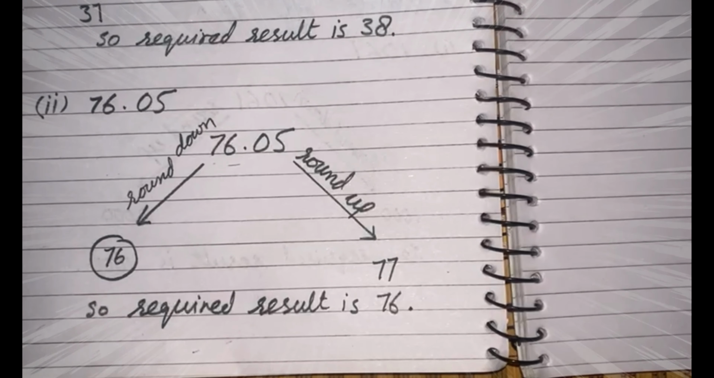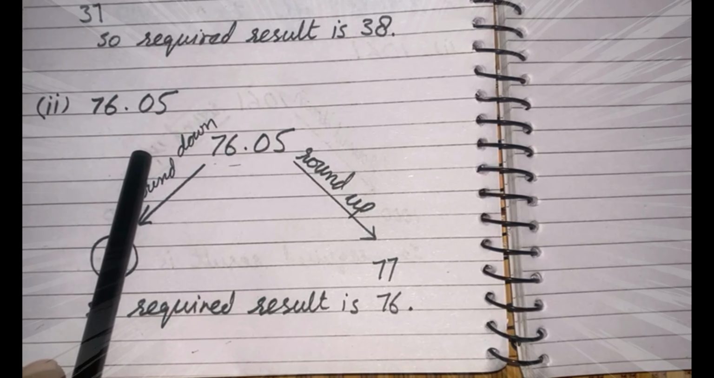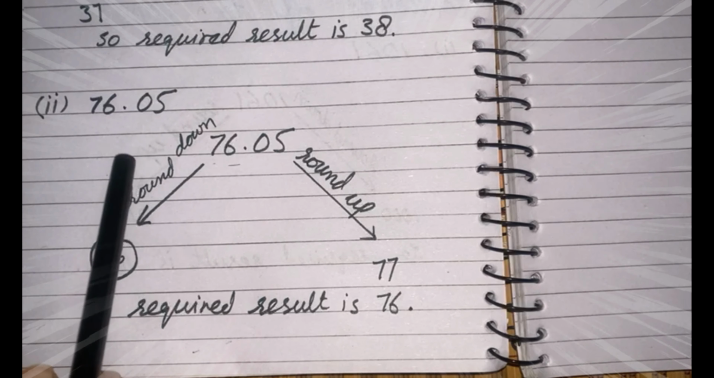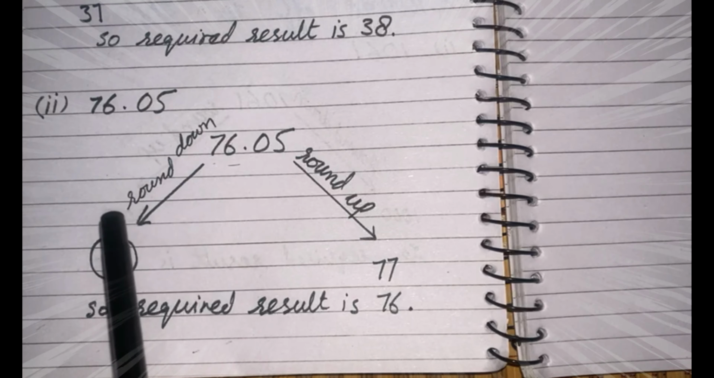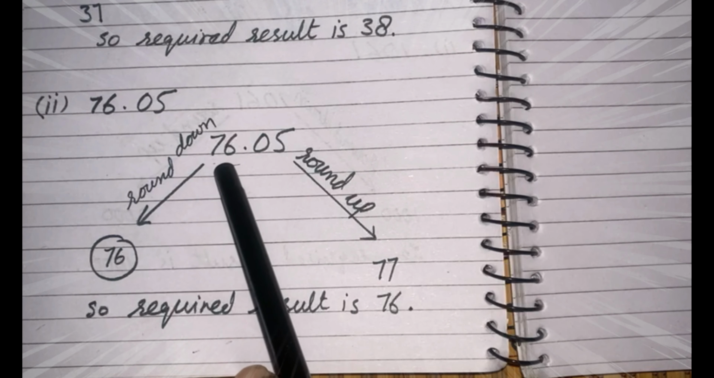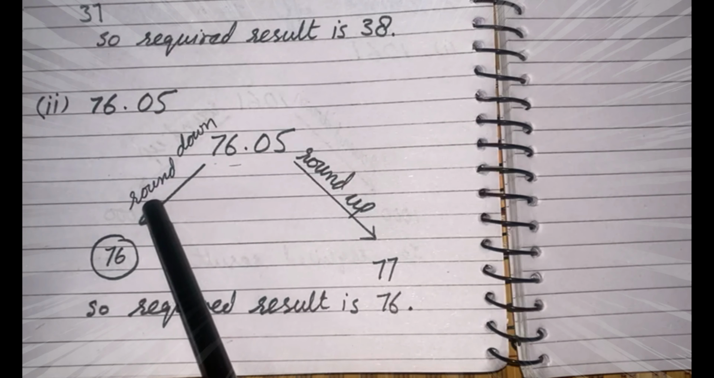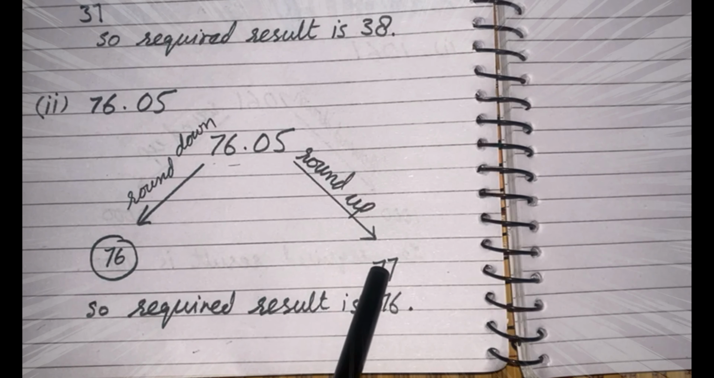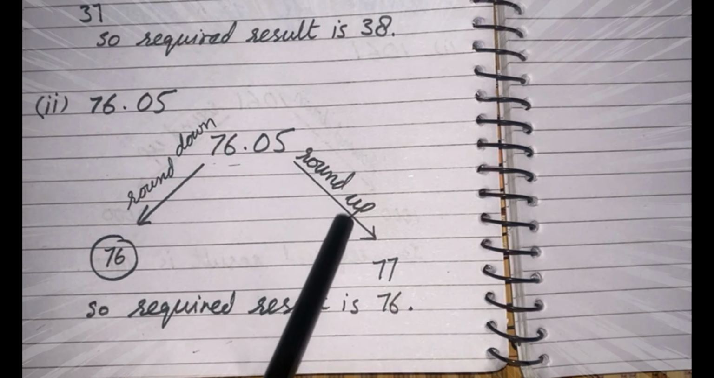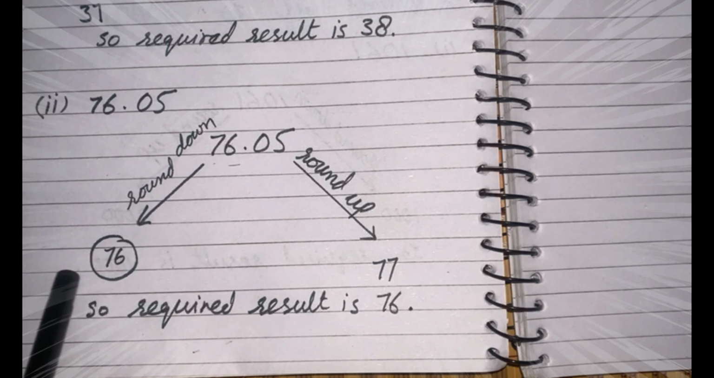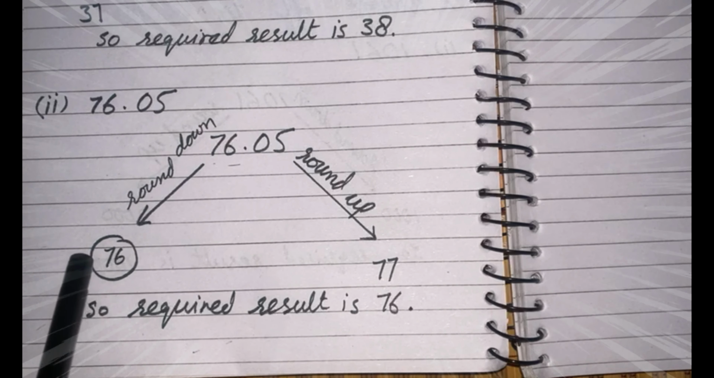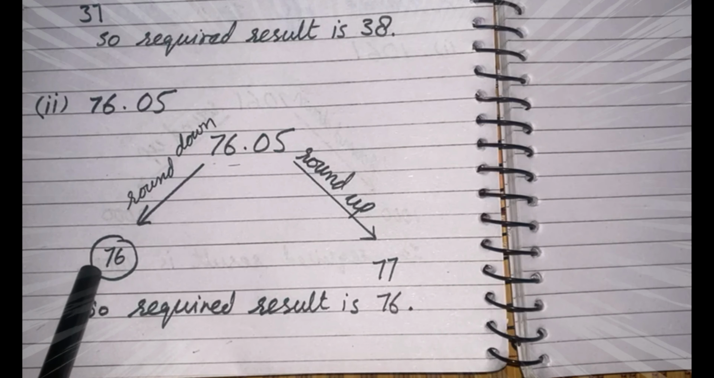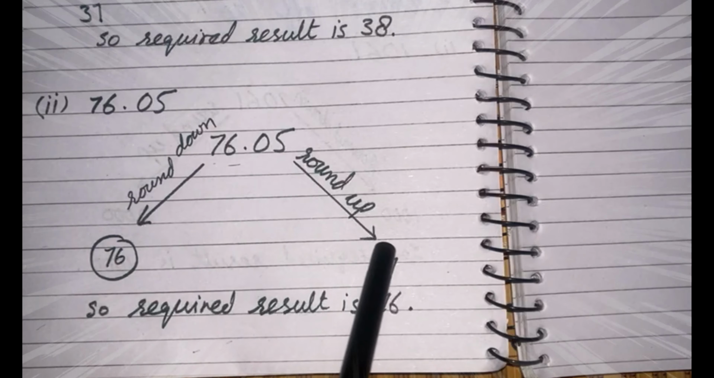Another example is 76.05, which is a decimal number, and we have to round off to a whole number. And the same pattern we will go through. Here first we will write its whole number, round down, that is 76, and then we will write its whole number which is round up to it. So we'll check which whole number is the correct one. Either we will round down or we will round up.